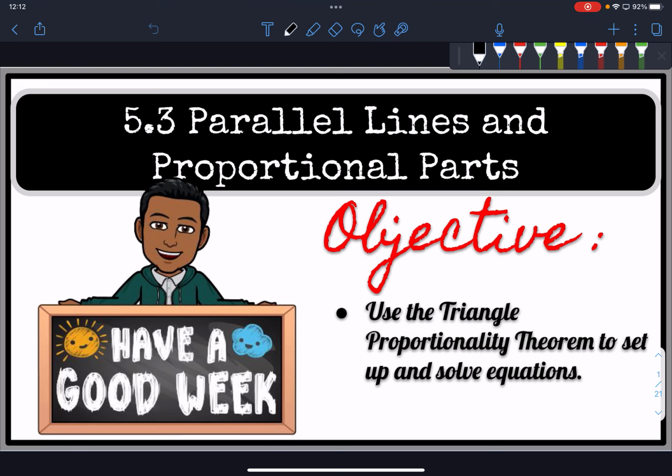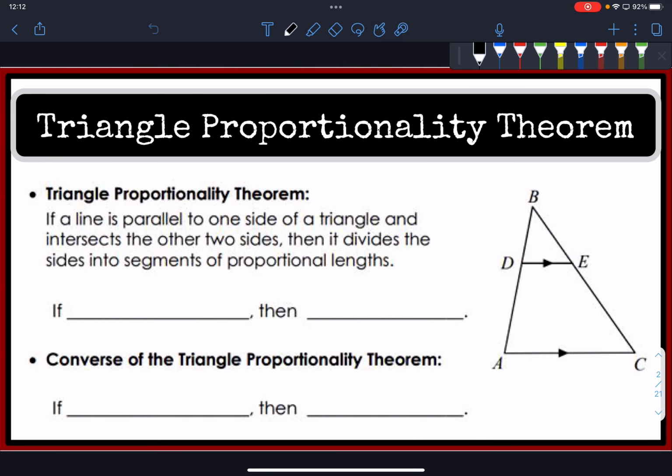Hello, in lesson 5.3, parallel lines and proportional parts, you're going to use the triangle proportionality theorem to set up and solve equations. Now, the triangle proportionality theorem states that if a line is parallel to one side of a triangle and intersects the other side, then it divides the sides into segments of proportional lengths.